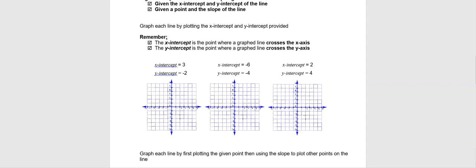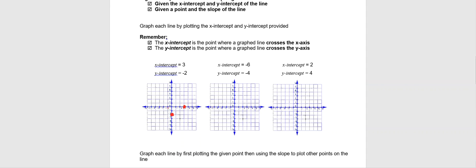So let's start. We know that an x-intercept, or if we need a reminder, that's a point on the x-axis. So if the x-intercept is 3, we're going to find that point on the x-axis, and because it's positive 3, it will be 1, 2, 3 spaces to the right of the origin on the x-axis. And then our y-intercept, being that it's a value of -2, will be on the y-axis. Because it's negative, it'll be 2 spaces below the origin. So I can plot that point as well.